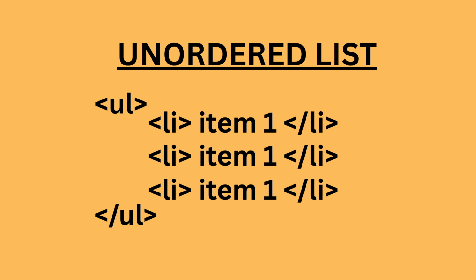So the unordered list is created with the UL tag, while each list item is represented with an LI tag. I'll repeat it again. The unordered list is created with the UL tag. You can see the UL opening tag and the closing tag, while each item on the list is represented by an LI tag. You can see the opening LI tag and the closing LI tag.